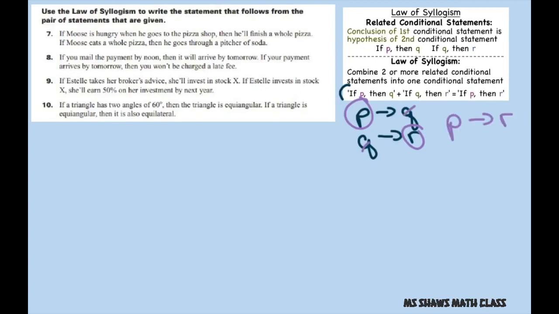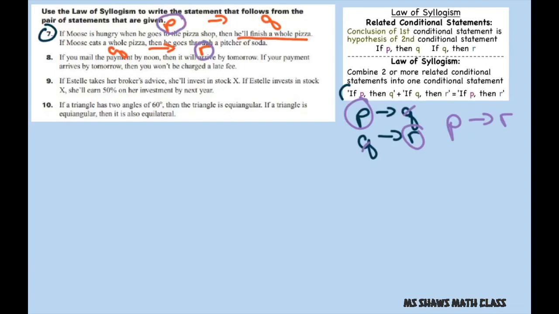And I don't want to write out the whole statements because that would take a long time when you could see it. But let's look at number 7. If a moose is hungry when he goes to the pizza shop, then he'll finish the whole pizza. Okay, so that's if P, then Q. Then they use this Q statement, the conclusion, to make it the hypothesis. So if Q, then he goes through a pitcher of soda, then R. So what we want to write is if P, then R.